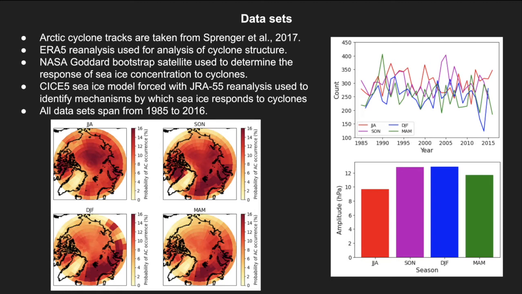And then we use CICE5, a sea ice model, which we force with another reanalysis dataset, JRA-55. And that helps us understand the mechanisms by which the sea ice was responding to the cyclones. And so all of these datasets span from 1985 to 2016. So that gives us 32 years.